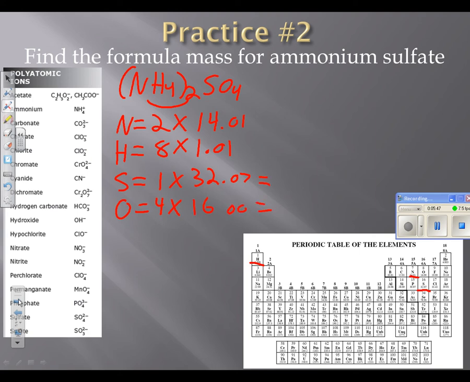So then you do those math problems. Like I said, I cheated again. So nitrogen gives us 28.02. Hydrogen gives us 8.08. Sulfur gives us 32.07. And oxygen gives us 64.00. So then we add all that up, and we get 132.17 grams per mole. Units are a big deal in this chapter, in this unit, so make sure you're paying attention to those.